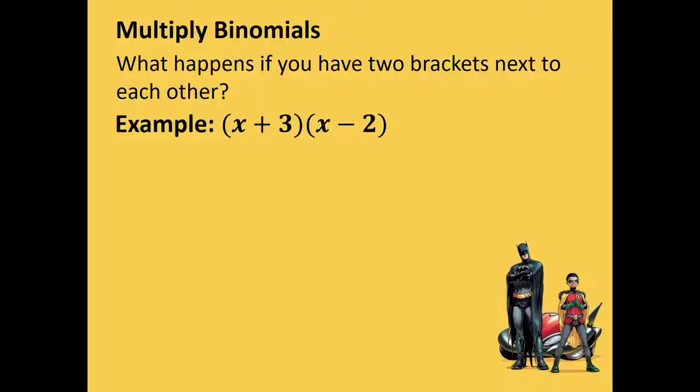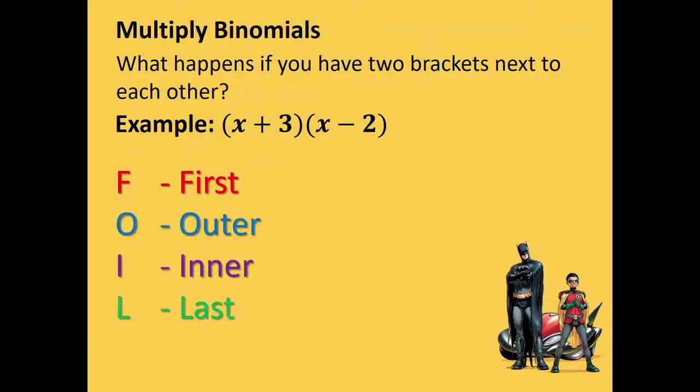Today we're working with multiplying binomials. So basically we're working with what happens if there's two brackets next to each other. Like the example that's on the screen, I've got two brackets next to each other, which means that there's a multiplication sign there. So I'm multiplying this bracket with this bracket. If you need to multiply these two brackets, you need to use a concept called FOIL.